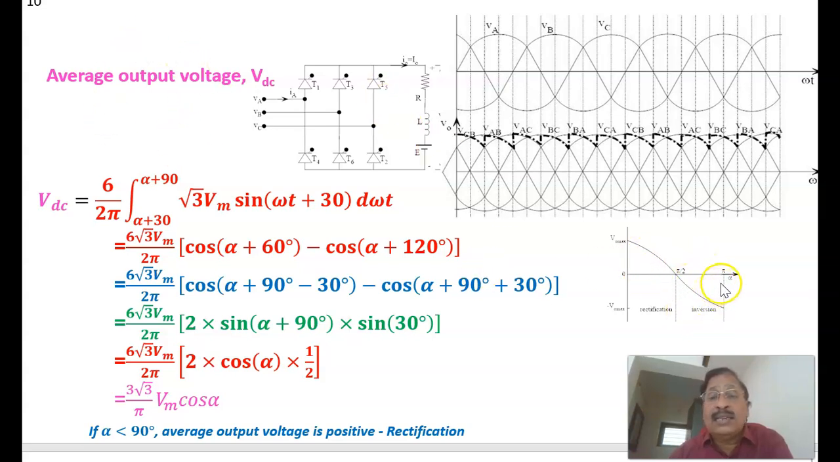If alpha is more than 90, provided you are connecting an active DC source like a DC motor, the power can be fed back into the source. That is called the inversion mode of operation. Therefore, it can work in rectification mode or inversion mode. Therefore, the equation for the average DC voltage is 3 root 3 Vm by pi into cos alpha, or 3 Vml by pi cos alpha.